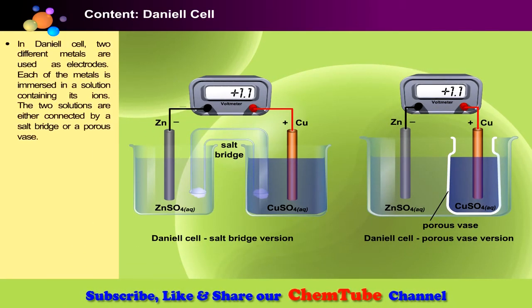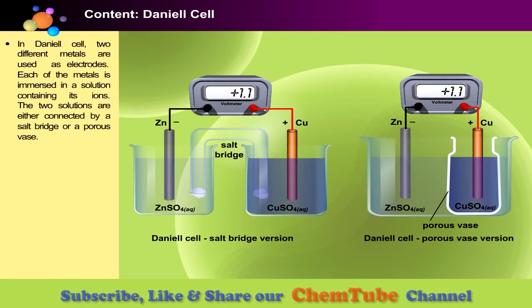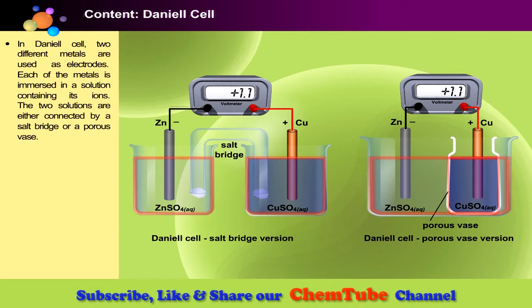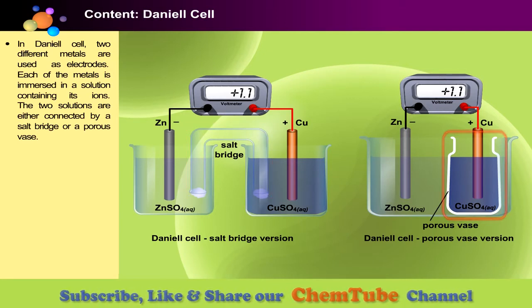In Daniell cell, two different metals are used as electrodes. Each of the metal is immersed in a solution containing its ions. The two solutions are either connected by a salt bridge or a porous vase.